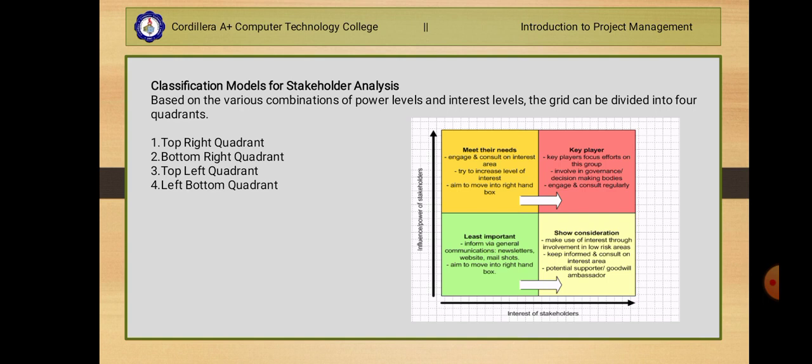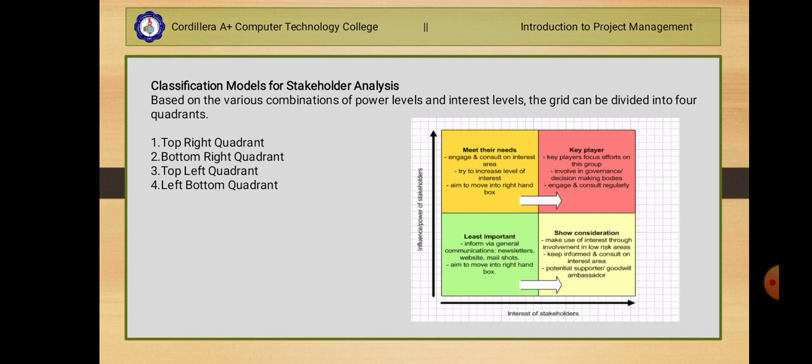Okay? So the Salience model describes the classes of stakeholders based on their power, or their ability to impose their will. Urgency means they need immediate attention, and legitimacy is the appropriateness of their involvement level. So this is a very useful framework to guide the stakeholder management strategy in my project.